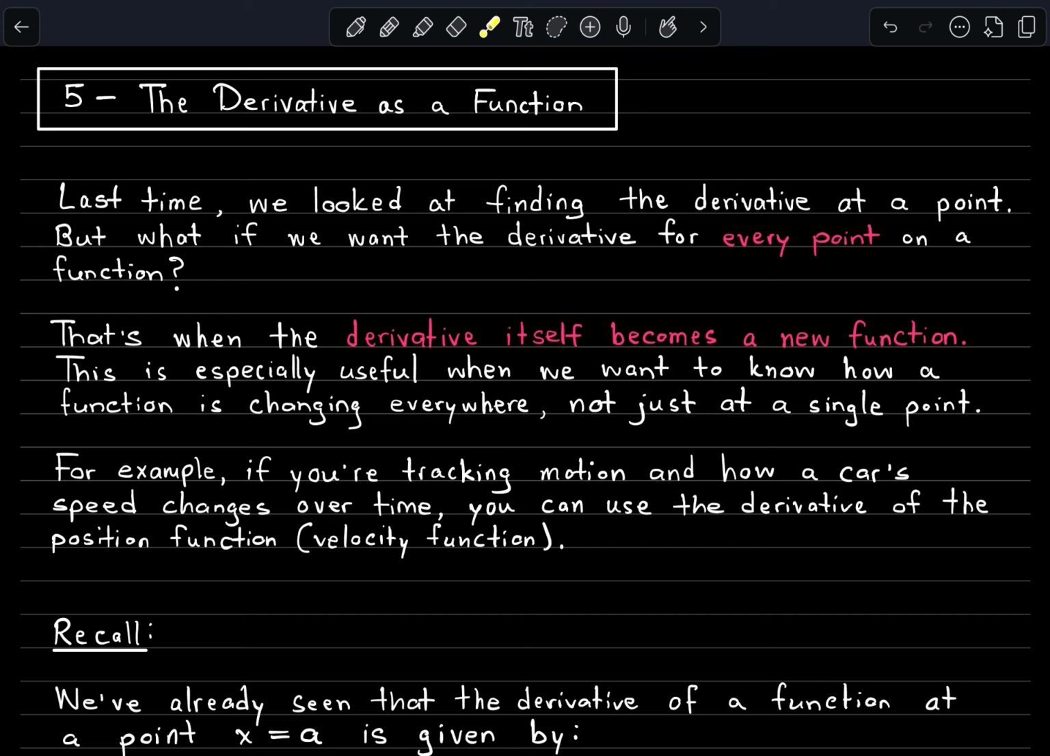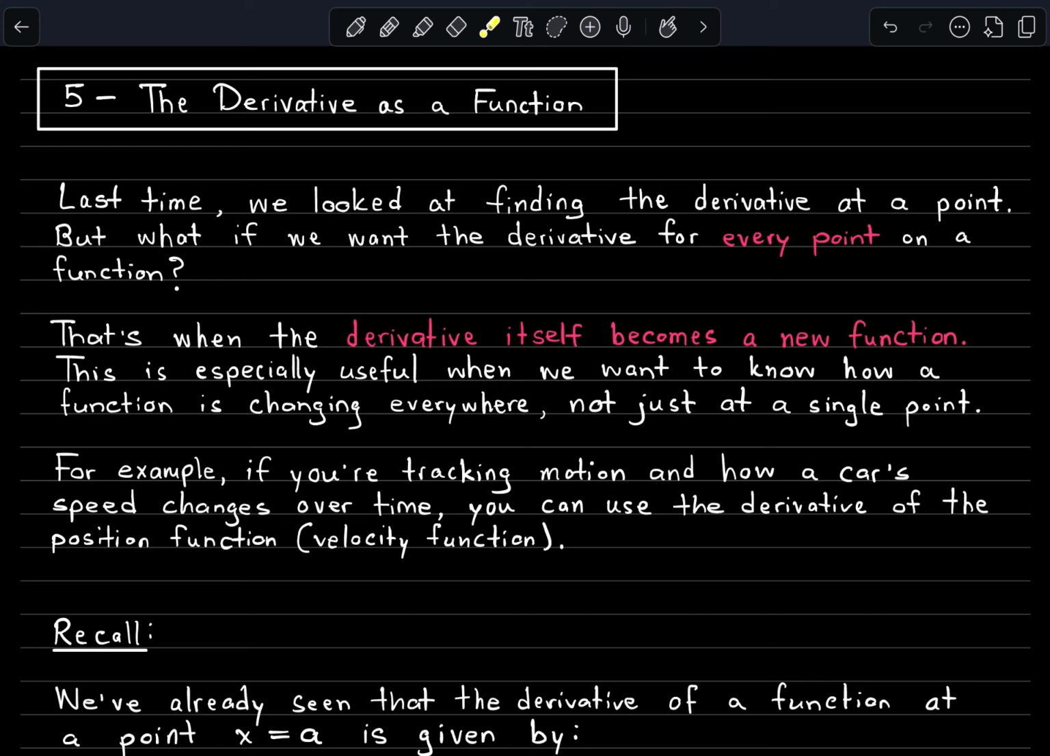Okay, welcome back. This is Calculus 1, Lecture 5, the derivative as a function. So last time we looked at finding the derivative at a single point, but what if we want to find the derivative for every point on a function? That's when the derivative itself becomes a new function.